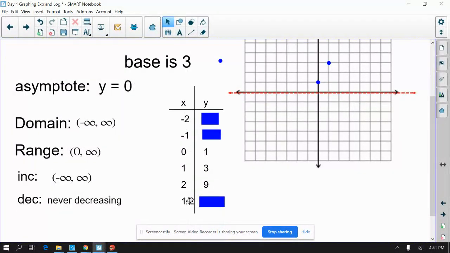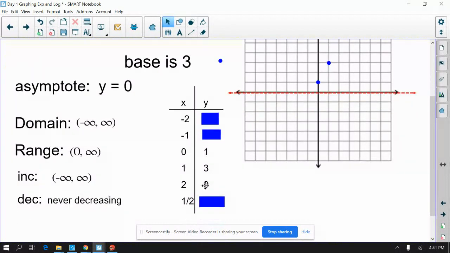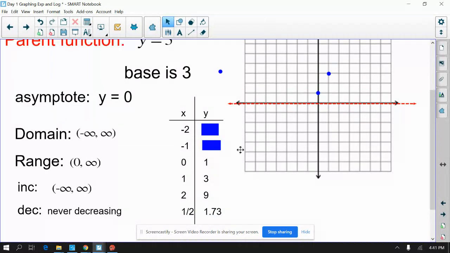What about when x is a half? What is 3 to the 1/2? What is that, everybody? That is the same thing as the square root of 3. Remember that from Algebra 2? So when x is a half, the y value is 1.73, so like about there.